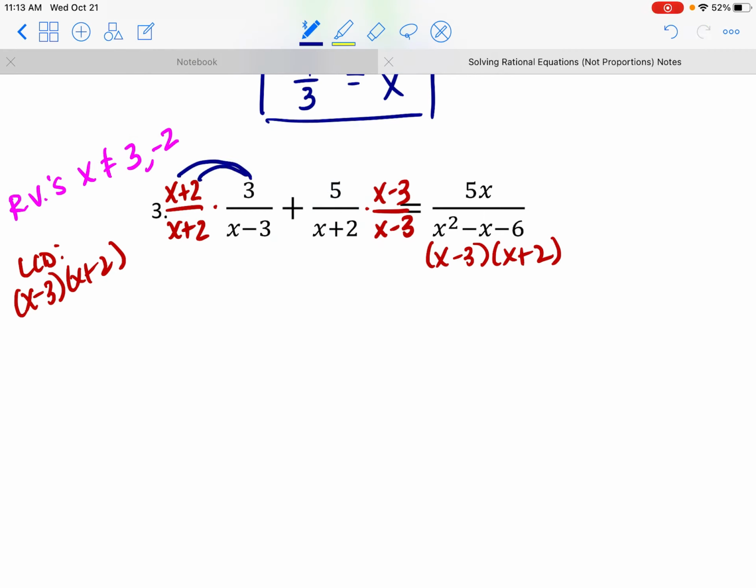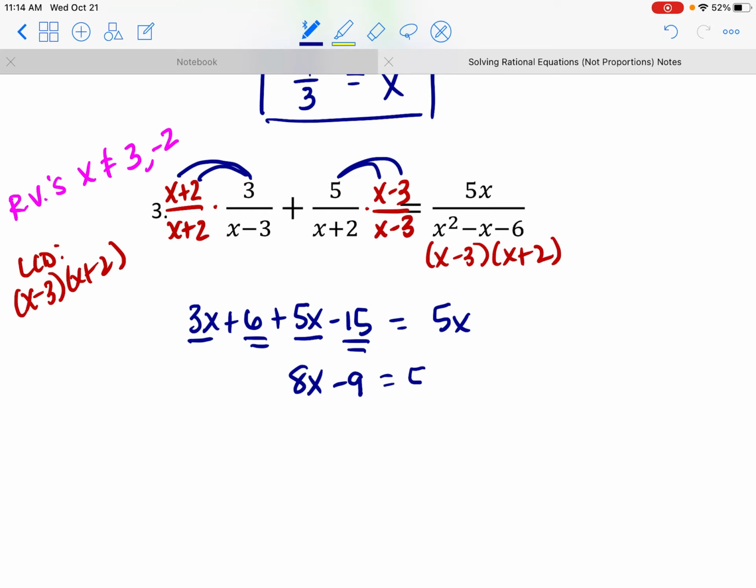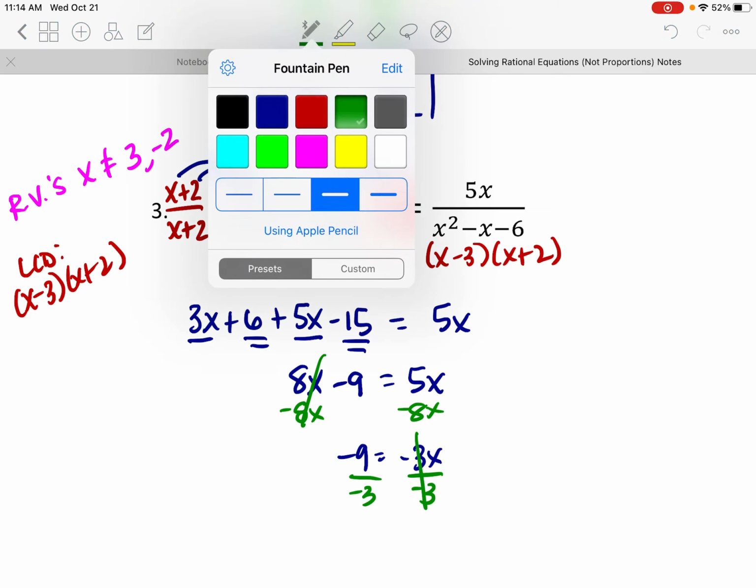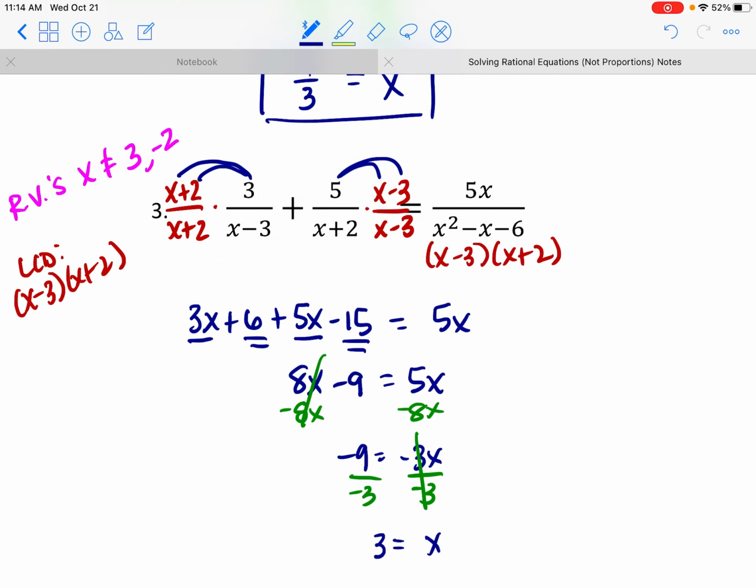So 3x plus 6 is going to come down from that first one. 5x minus 15 plus 5x minus 15. Bring down the equal sign, and then just a 5x from that last fraction. So that's going to be 8x and then minus 9 on this side equal to 5x. And I'm going to subtract these 8x's over. And now I have -9 equal to -3x. And then my last step is to divide both sides by -3. And that gives me a solution of x equals 3.